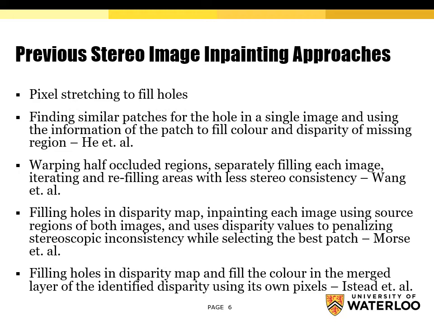Another approach that was presented by He et al. was finding similar patches for the holes in a single image and using the information of the patch to fill colors and disparity of the missing region. One thing that's missing in this approach is that the inpainting happens on each of the stereo images separately. So this way the consistency is not maintained with what is filled in the holes.